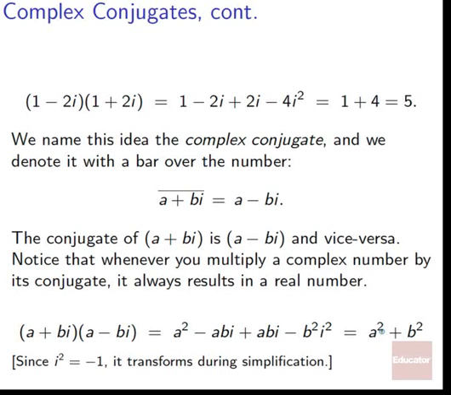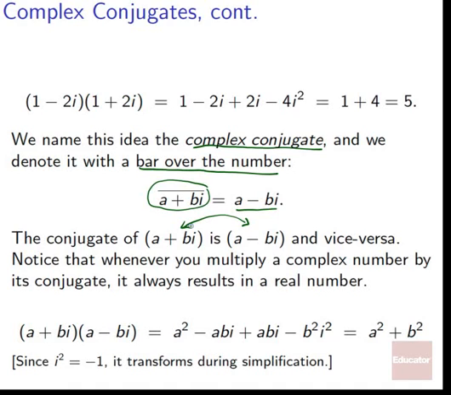This idea we call the complex conjugate. It comes up often enough and it becomes important enough that we give it a special name, complex conjugate, and we also give it a special symbol. We denote it with a bar over the number. So if we've got a plus bi as our complex number, we can talk about its conjugate with a bar over it, and that is a minus bi. The conjugate of a plus bi is a minus bi, and what's the conjugate of a minus bi? Well, we just flip it again back to a plus, so vice versa. A plus bi is the conjugate of a minus bi, the conjugate of a minus bi is a plus bi. They just wind up flipping between each other as long as we're doing conjugates.